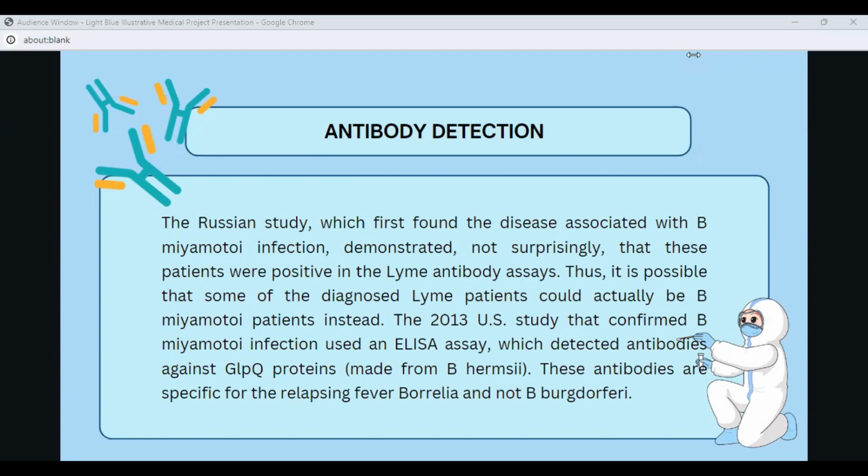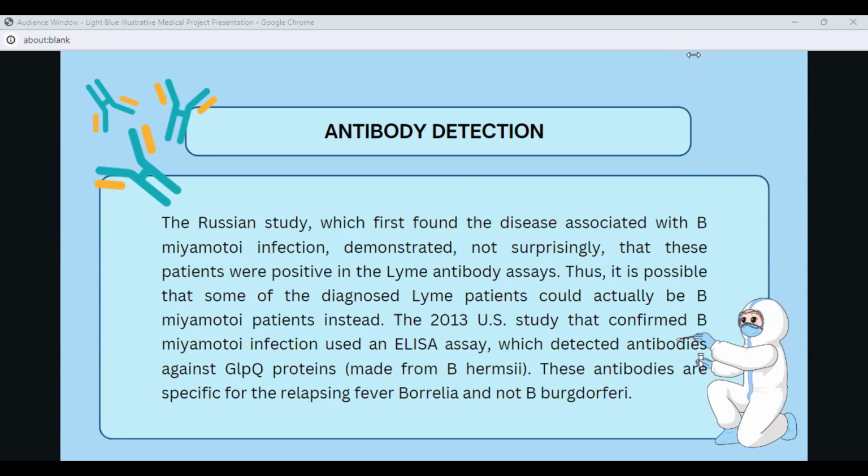Seroconversion is assessed using the glycerophosphodiesterase or GLP2 enzyme immunoassay. IgM antibodies have been found to be reactive between 11 and 20 days after disease onset, and IgG antibodies reactive 21 to 50 days after disease onset. The GLP2 protein is present among all relapsing fever Spirochetes but absent in burgdorferi.